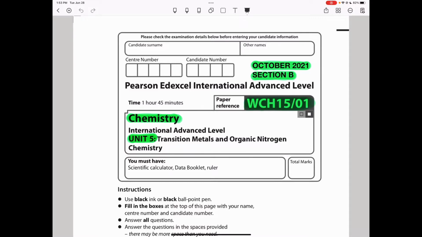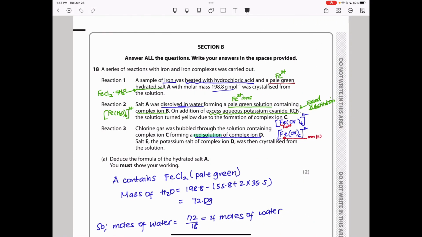I will go straight to the first question. It says, question 18, a series of reactions with iron and iron complexes was carried out. So there are three reactions, we can see 1, 2, and 3.